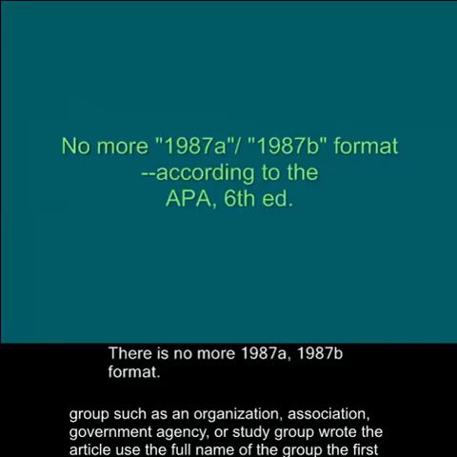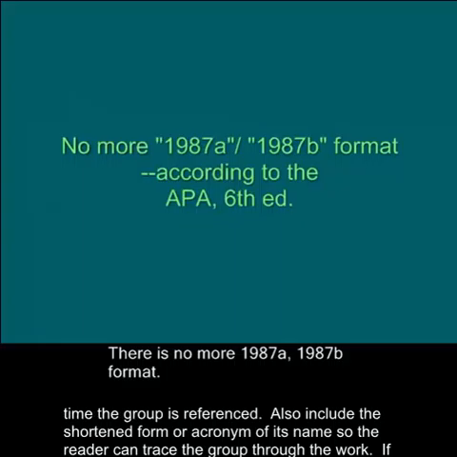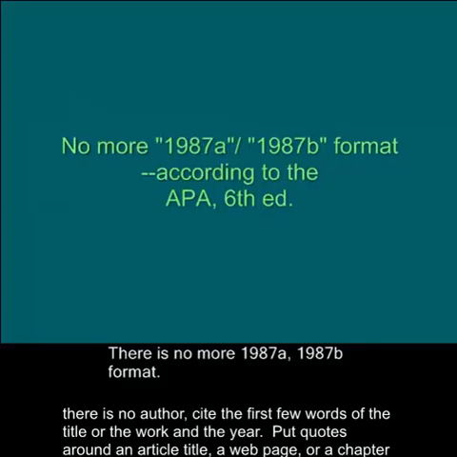If a group, such as an organization, association, government agency, or study group wrote the article, use the full name of the group the first time the group is referenced. Also include the shortened form or acronym of its name so the reader can trace the group through the work. If there is no author, cite the first few words of the title or the work and the year.